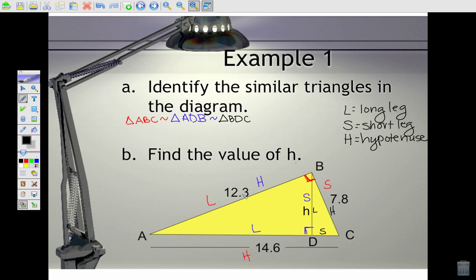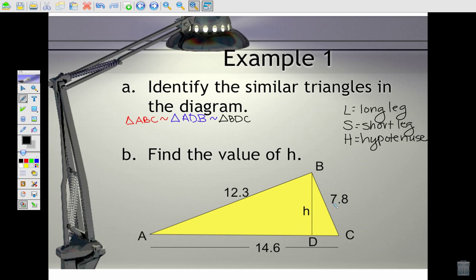So you're just matching up. If you just pay attention to which are the short legs and which are the long legs in each triangle, you can match them up and write a similarity statement. Okay, so now we're going to answer question B, and that's to find H. Okay, so I'm going to erase some of this so it's not so messy.